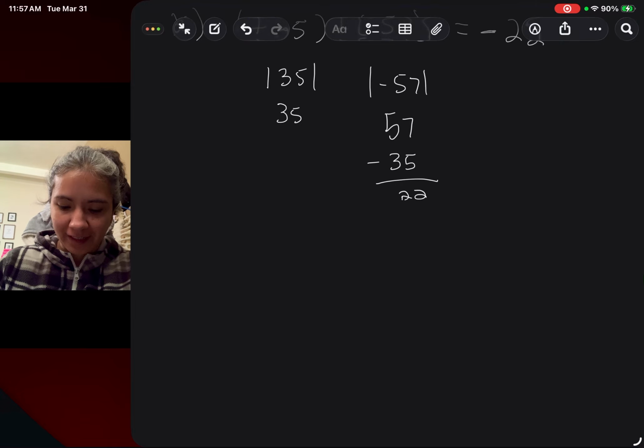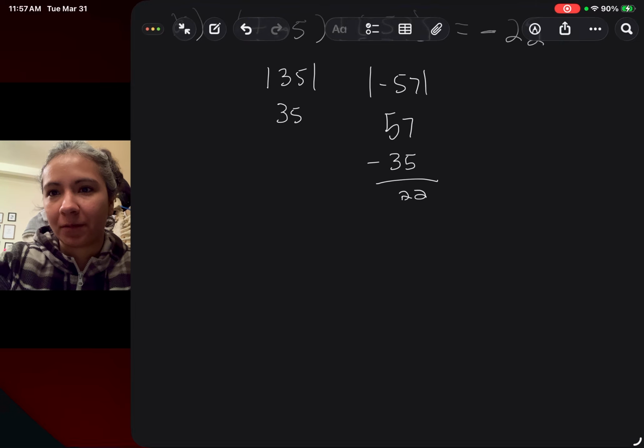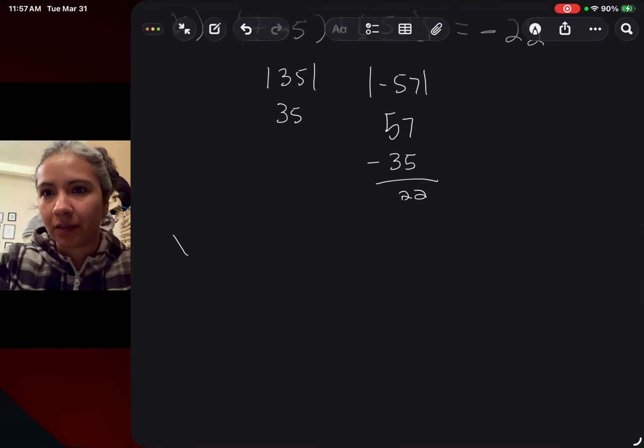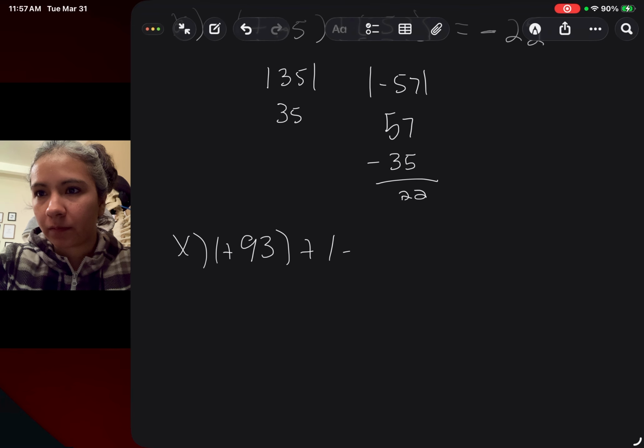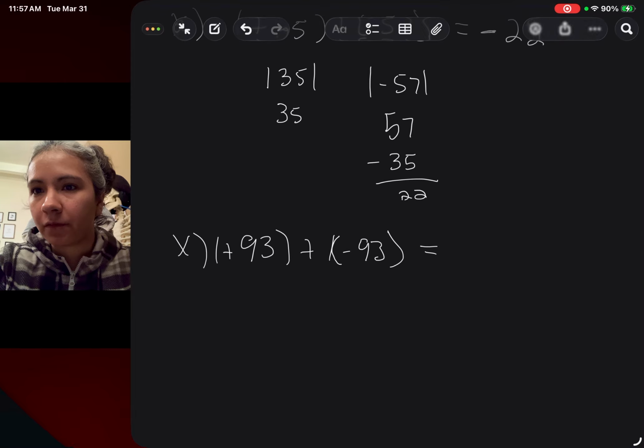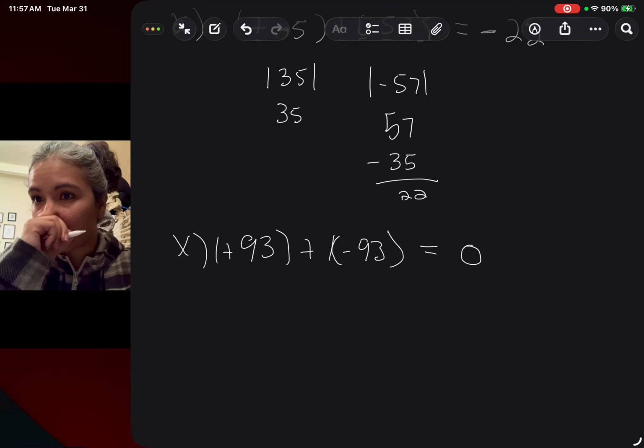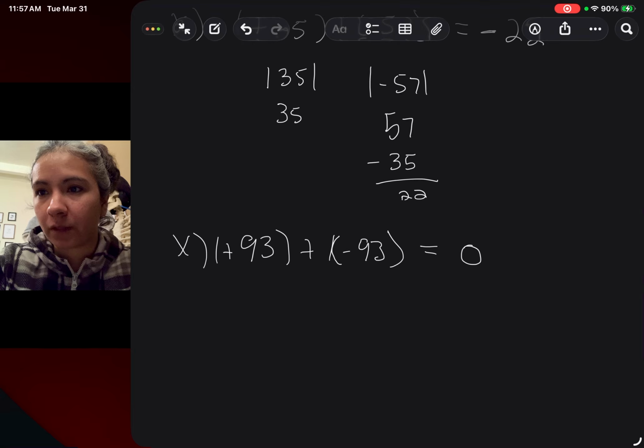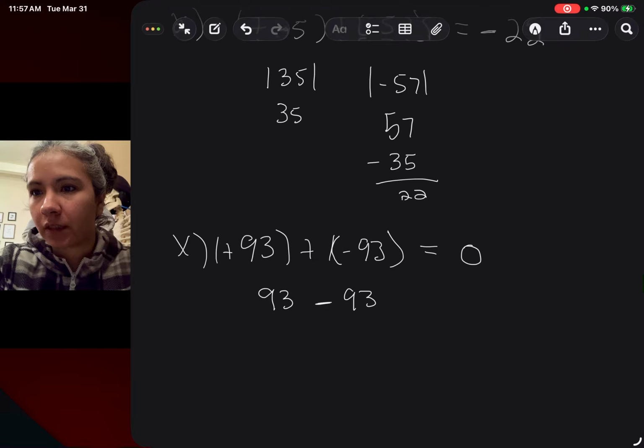Now, let's do an example of numbers with completely opposite signs. So let's do negative 93 plus 93. Based off of our rules, this is just going to be 0. The signs are opposite, neither one is bigger. The absolute values are both 93, but you're subtracting them.